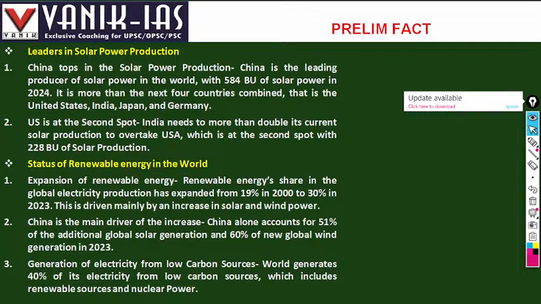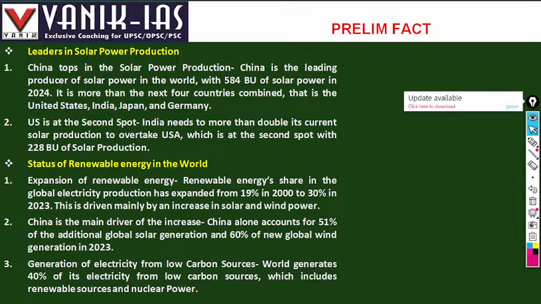Status of renewable energy in the world. The renewable energy share in global electricity production has expanded from 19% in 2000 to 30% in 2023. This is driven mainly by an increase in solar and wind power. China is the main driver of this increase. China alone accounts for 51% of the additional global solar generation and 60% of the new global wind generation in 2023.